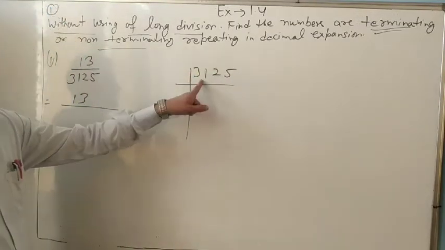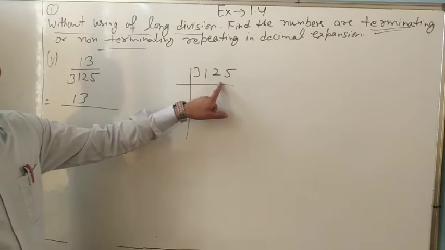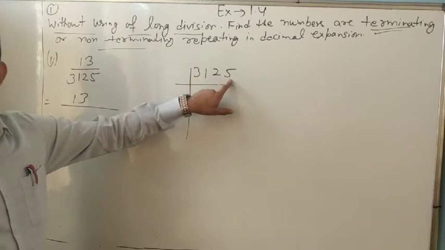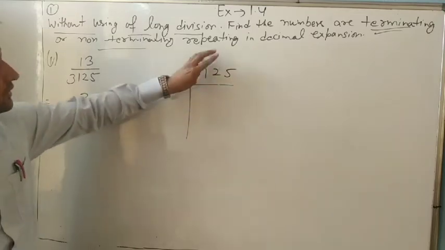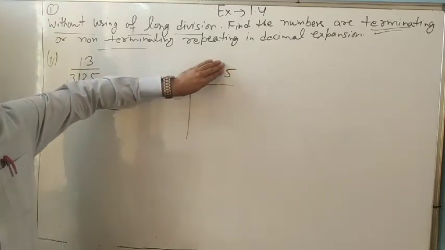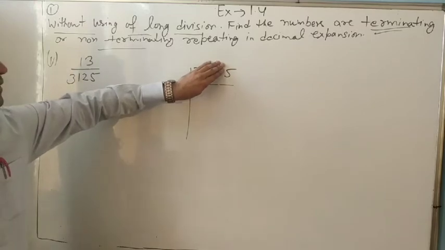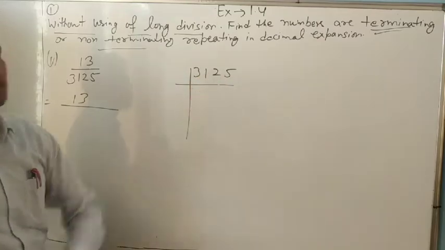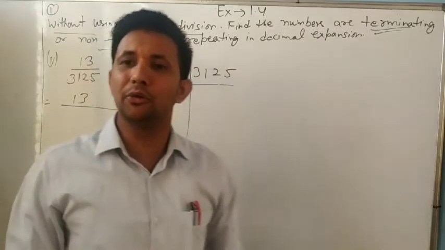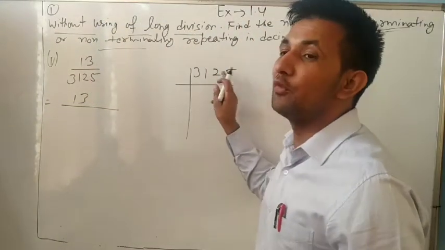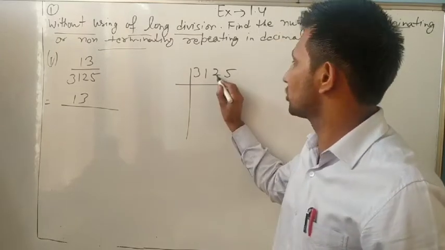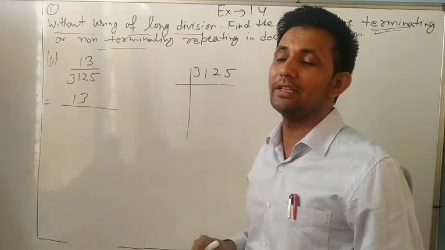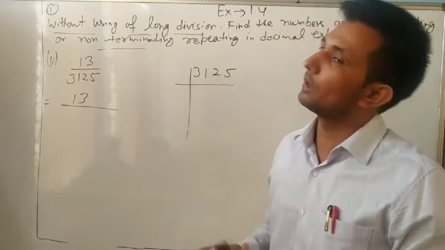Prime factors: can we divide by 2? No, because a number is divisible by 2 if its unit place is divisible by 2. 5 is not divisible by 2, so this number is also not divisible. Is this number divisible by 3? A number is divisible by 3 if its sum of digits is divisible by 3. 5 plus 2, 7. 7 plus 1, 8. 8 plus 3, 11. 11 is not divisible by 3, so the number is also not.